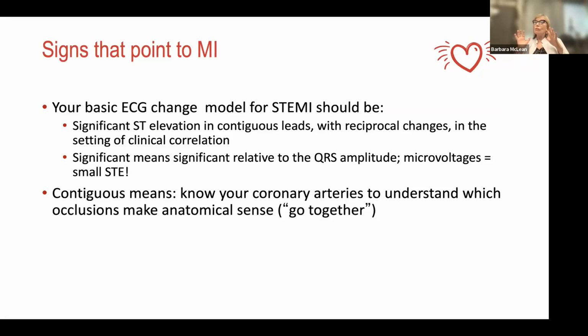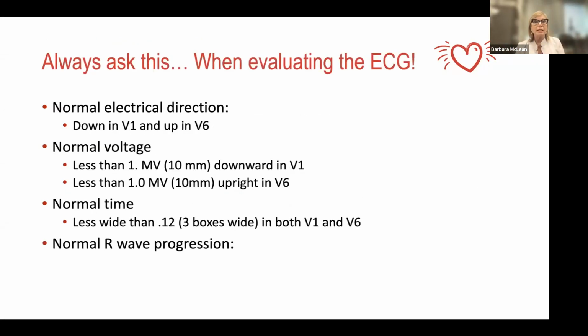So just remembering those signs that point to STEMI for us: significant ST elevation in contiguous leads, 2 leads of a lead group, reciprocal changes on the opposite wall of the heart. And those changes really have to occur in leads that go together. That's what we call the contiguous leads, okay?